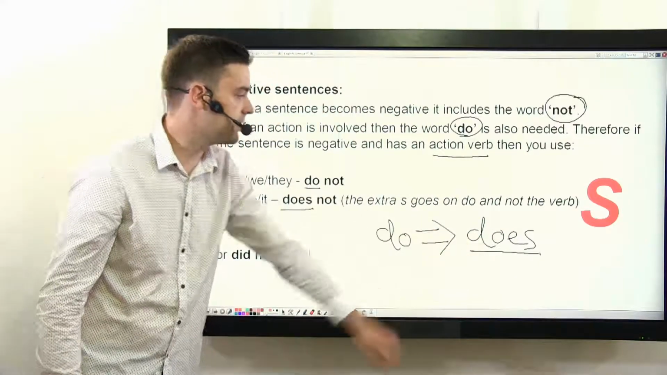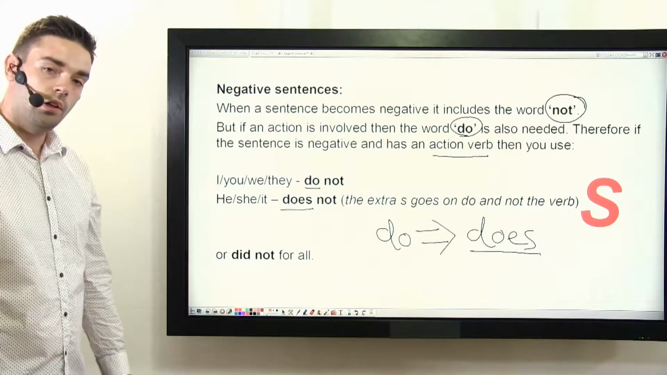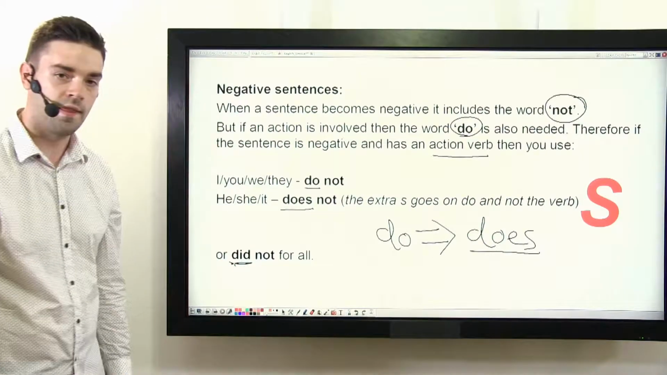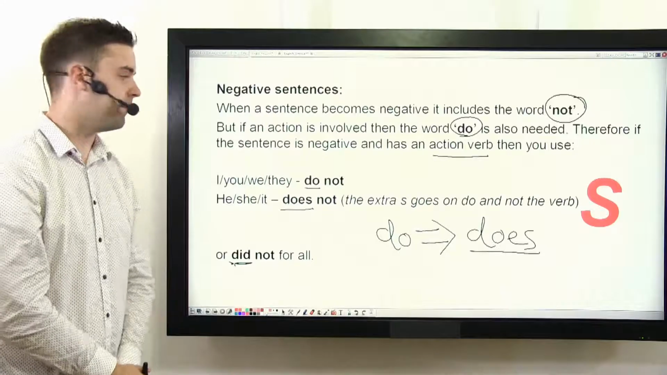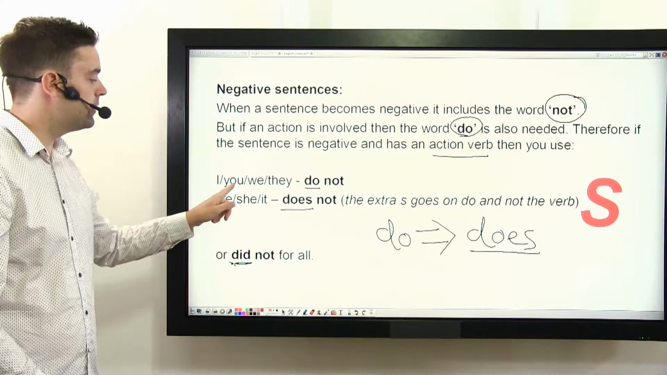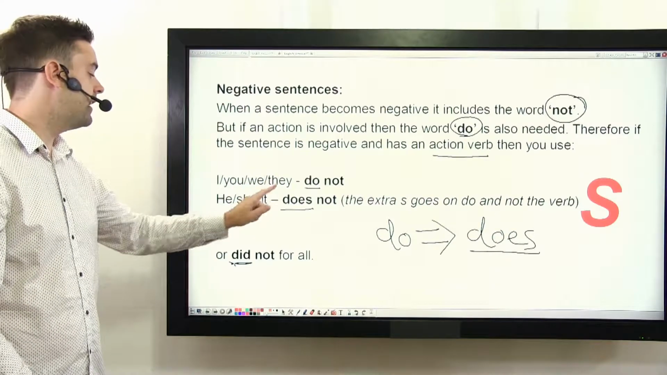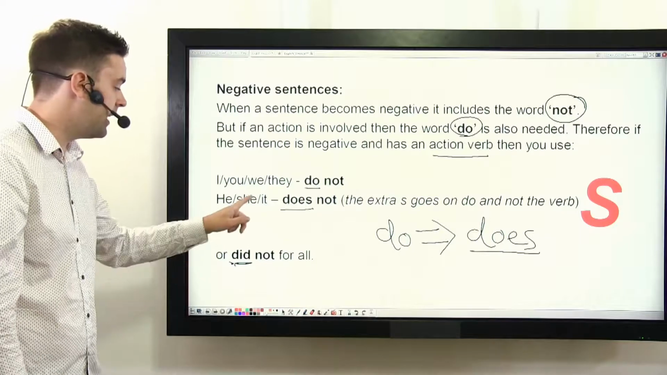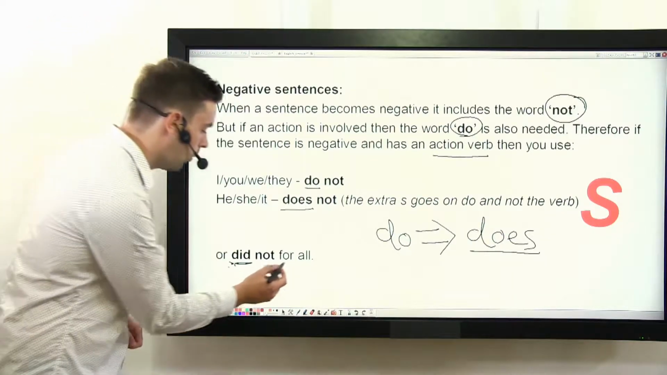You can also use did not, and this can be used for all of them. So did not: I did not, you did not, we did not, they did not, he did not, she did not, and it did not. All of them.